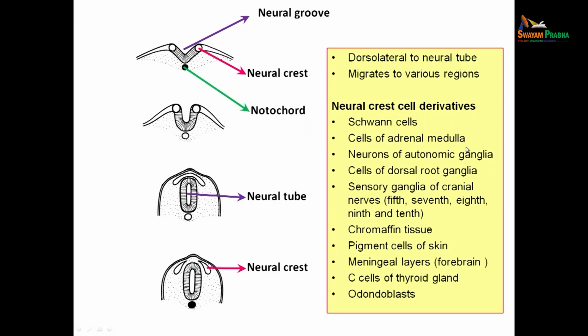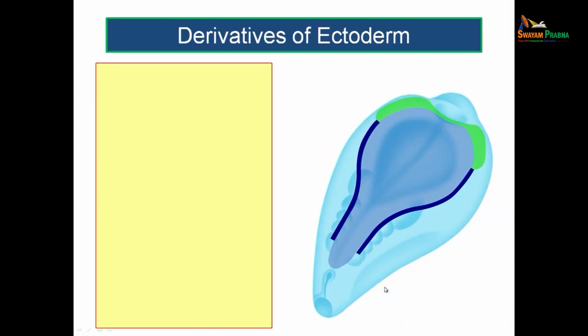These are a set of structures derived from the neural crest cells, among which you should know the difference in the adrenal gland, that is the adrenal medulla has a neural crest origin. Then you have to focus on the C cells of the thyroid gland. These are the favorite questions which are usually asked. In the adrenal gland, the adrenal medulla is derived from the neural crest cells, and in the thyroid gland the C cells are derived from the neural crest cells.